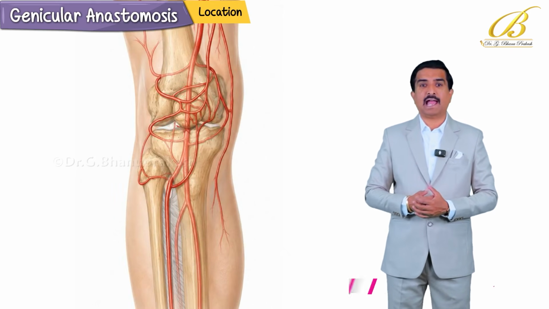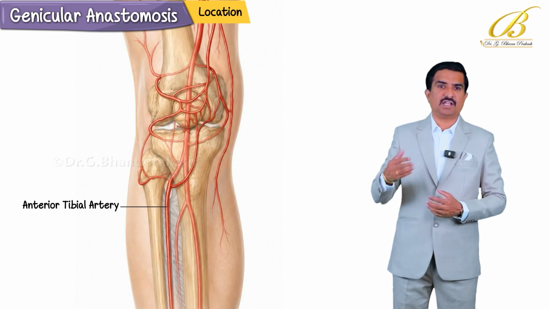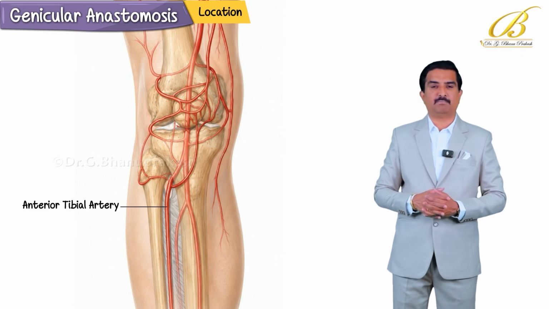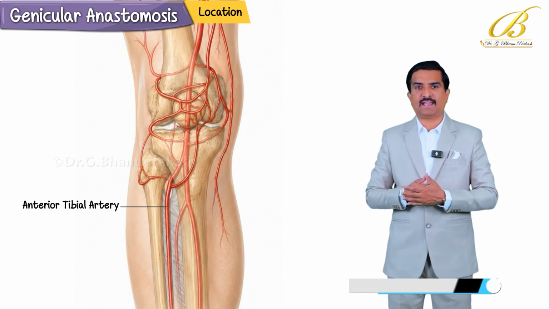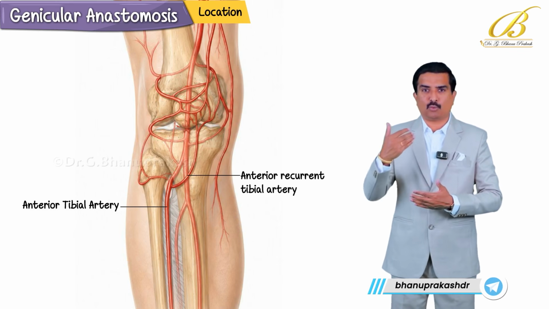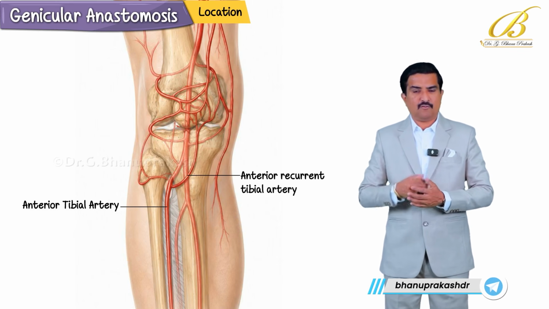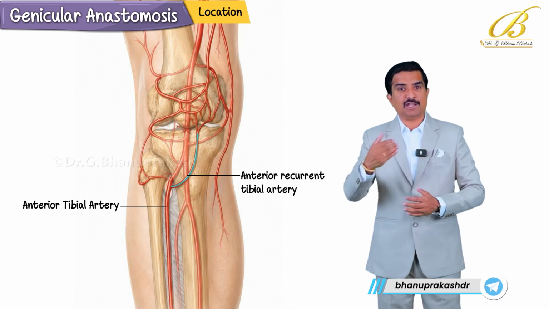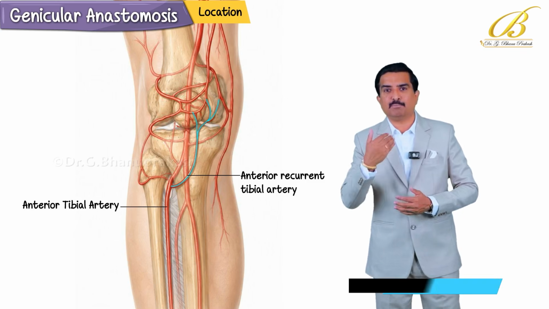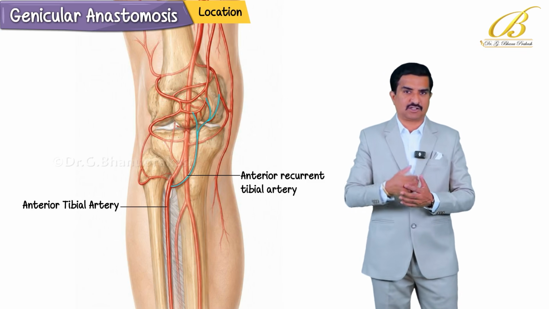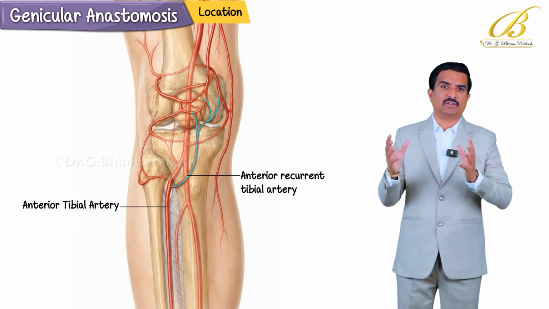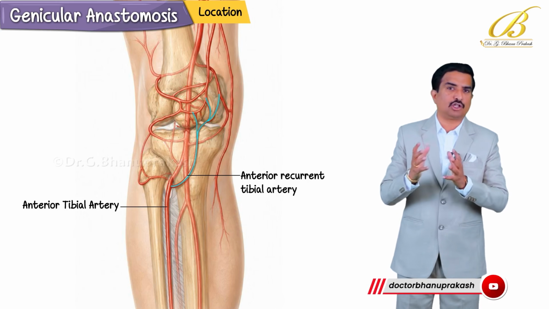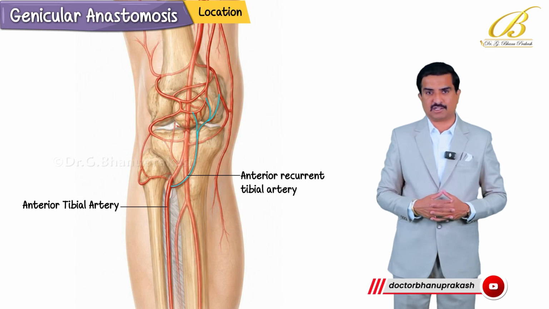Now from the anterior tibial artery, just as it enters the anterior compartment, the branch we have is the anterior recurrent tibial artery, which ascends towards the anterior aspect of the knee and joins the descending branches of the femoral system. Right? These are all the arteries which contribute towards the genicular anastomosis.